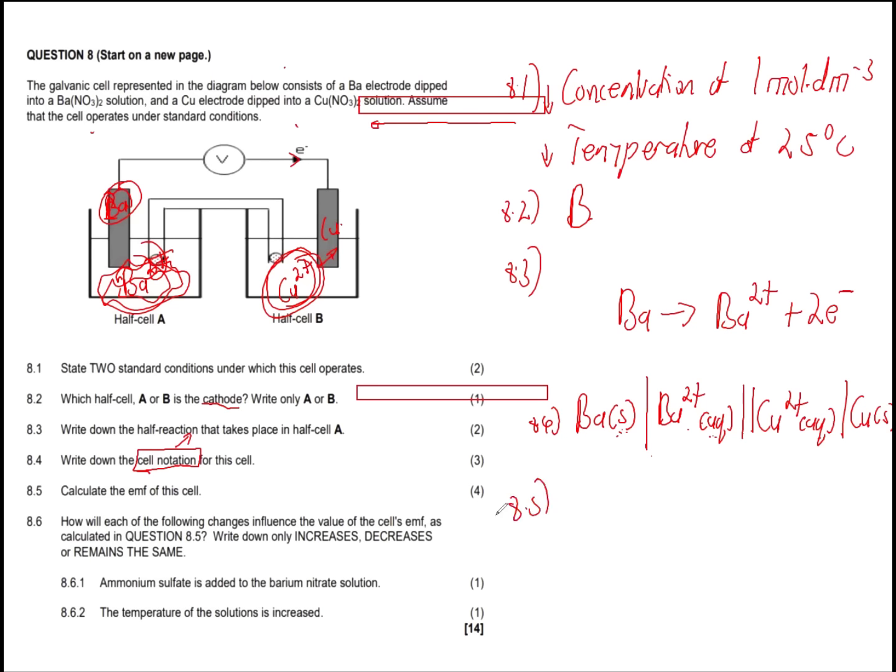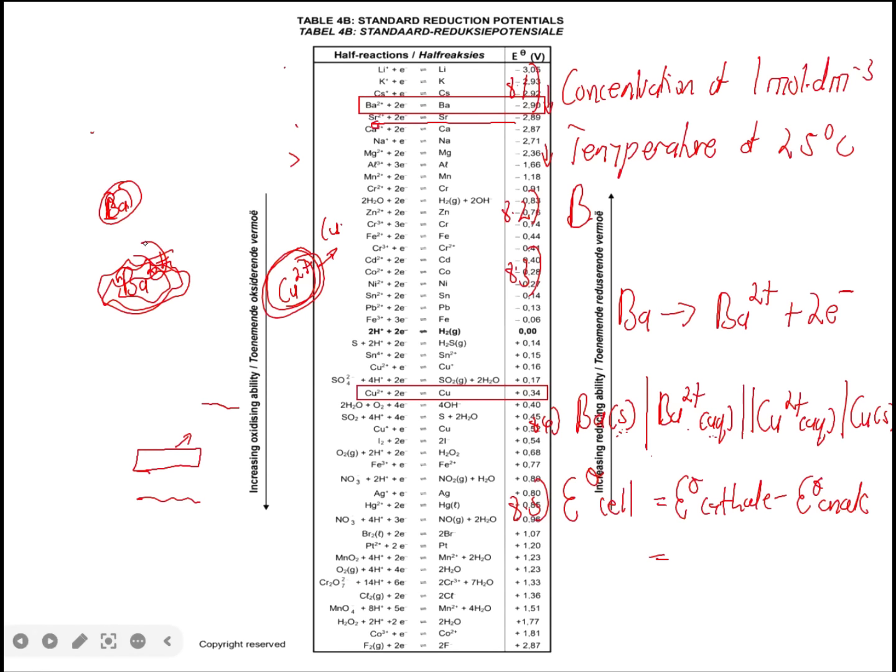So 8.5, they now say calculate the EMF of the cell. So we're going to have E cell equals E cathode minus E anode, right? So which one is on the cathode? It's the copper. So we already know that copper is 0.34, as we can see there. So we're going to have our 0.34 minus what? The barium is in brackets. Note that negative 2.90.